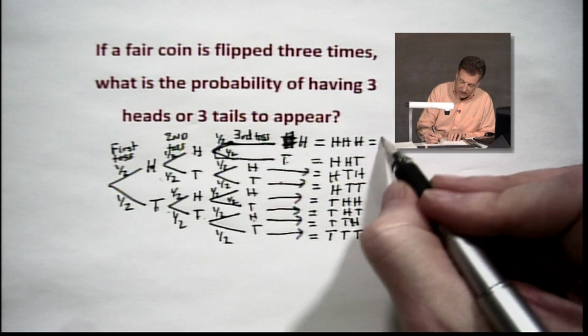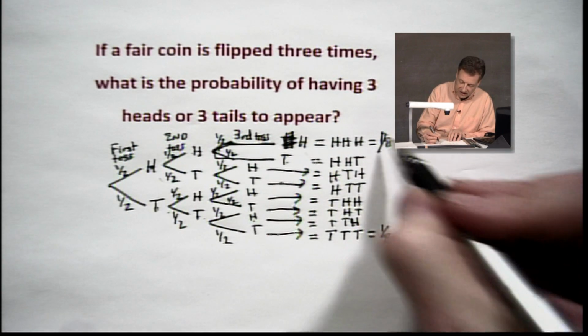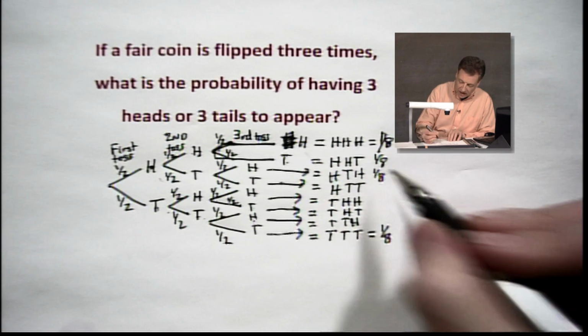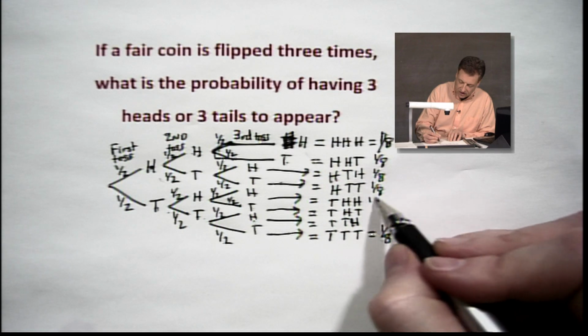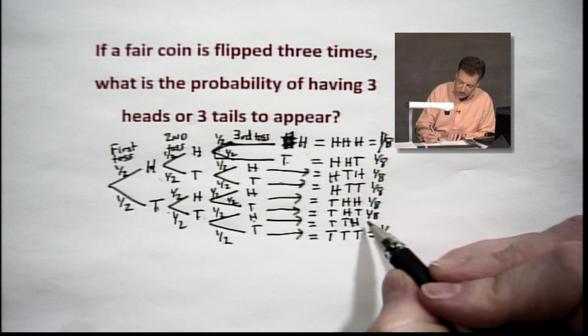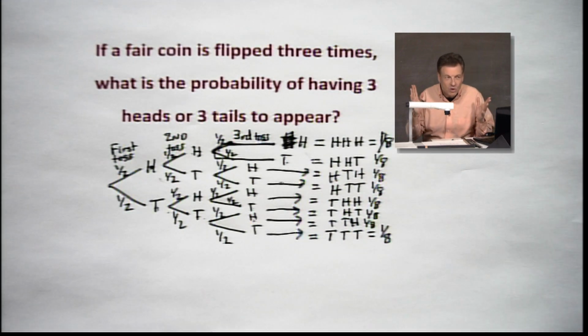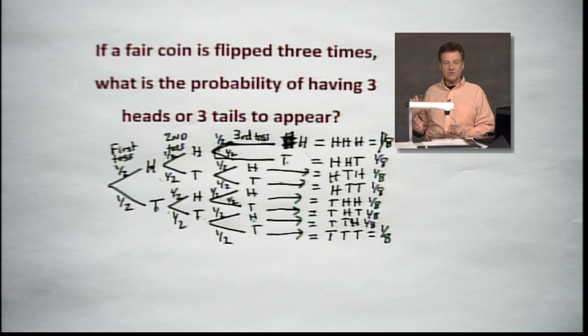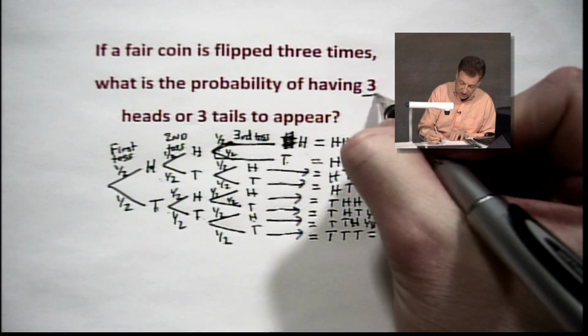So we're going to get 1/8 up here, 1/8. Let's see if I can do that right. Again, 1 out of 8, 1/8, 1/8, 1/8, because all these branches are 1/2 times 1/2 times 1/2. The question asks, what's the probability of having 3 heads or 3 tails? That's what we're interested in.